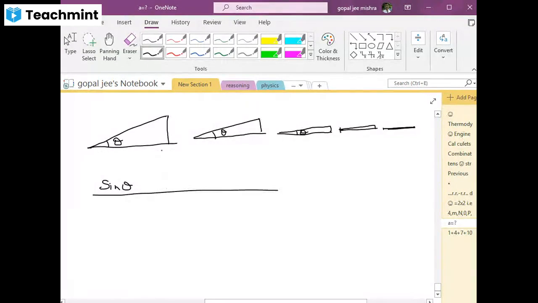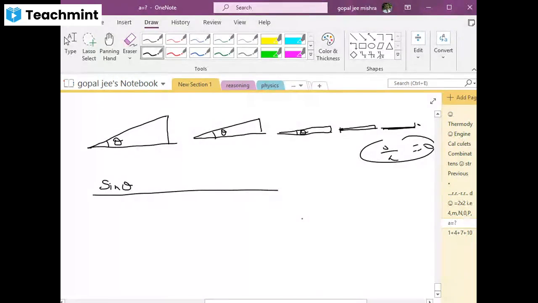See here, beta, if I ask you what is the value of sine 0? No doubt you will say that, sir, perpendicular has become 0. 0 upon hypotenuse will definitely be equal to 0. The value of sine 0 is equal to 0. Because sine theta is the ratio of perpendicular upon hypotenuse. Perpendicular has become 0, so 0 upon any number will be 0. That is why sine 0 is equal to 0. Have you got this? Yes.